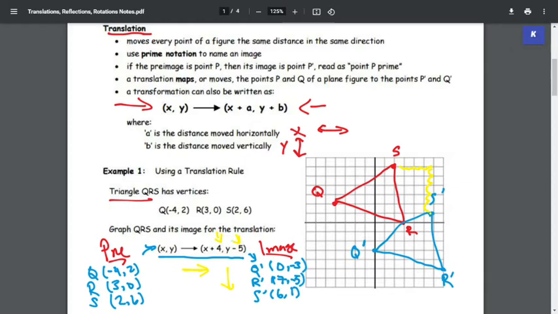Of course, plugging in is going to work, but if you can mentally visualize going over left to right, up and down, knowing what the signs and the numbers mean, that's another way that you can solve these problems as well.